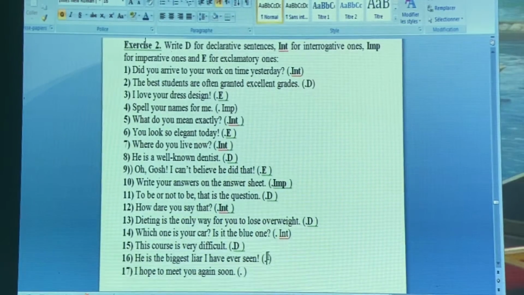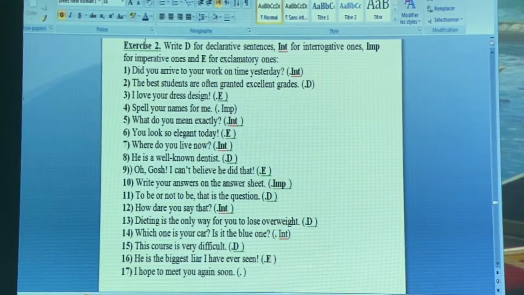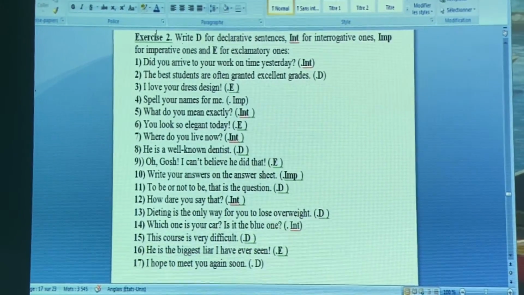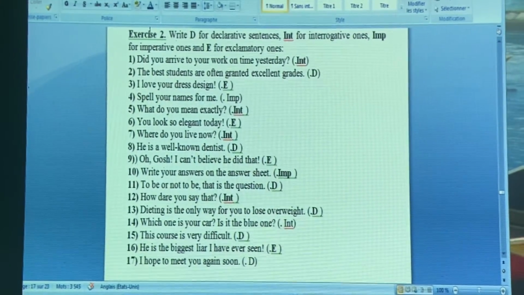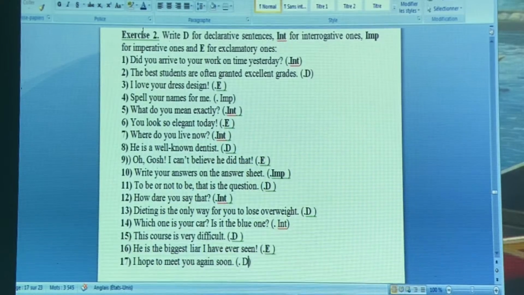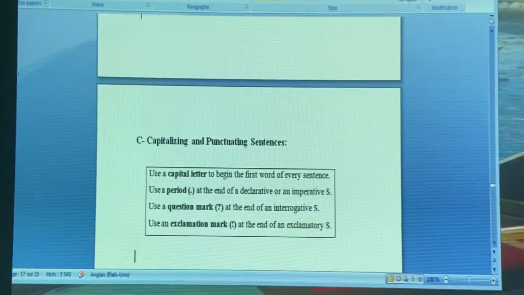He is the biggest liar I have ever seen. This is, of course, exclamatory. I hope to meet you again soon. Declarative. Okay, so remember, we have declarative sentences, interrogative ones, imperative ones, and exclamatory ones. You are all the time guided by punctuation.